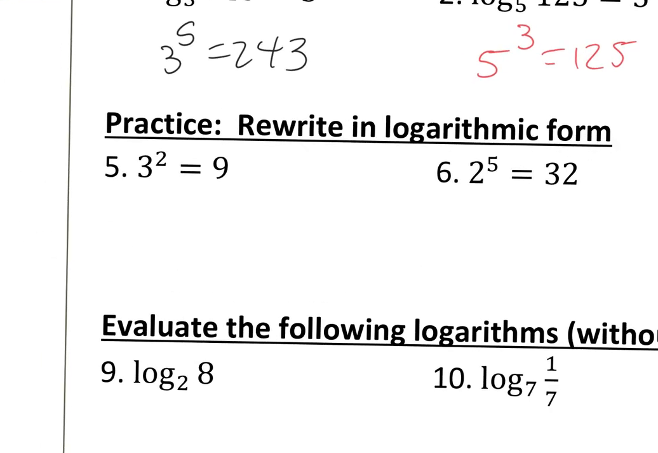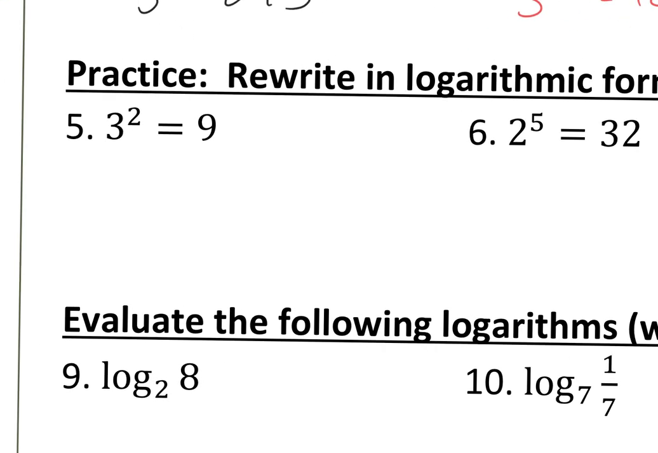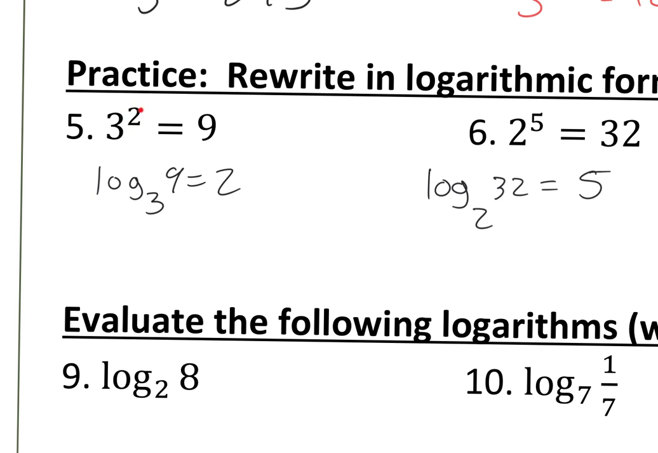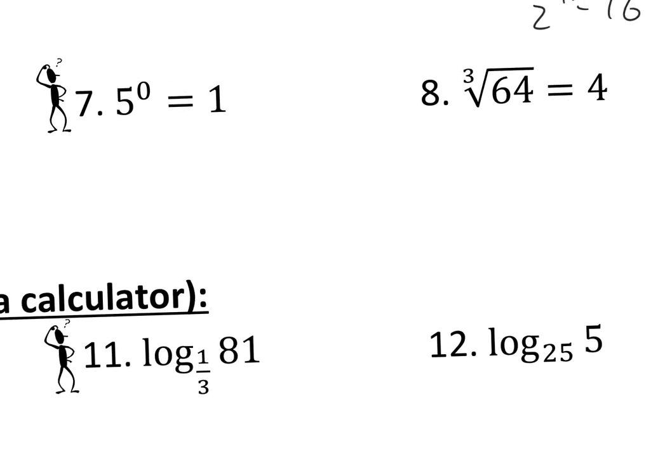Let's go the other way around. Let's take these exponents and write them in log form. So I would say log base 3 of 9 equals 2. Over here, log base 2 of 32 equals 5. That's all this is. It's just a way of rewriting exponential equations so that the exponent is all by itself. So go ahead and try 7 and 8 on your own, and then unpause the video when you're ready to check your work.